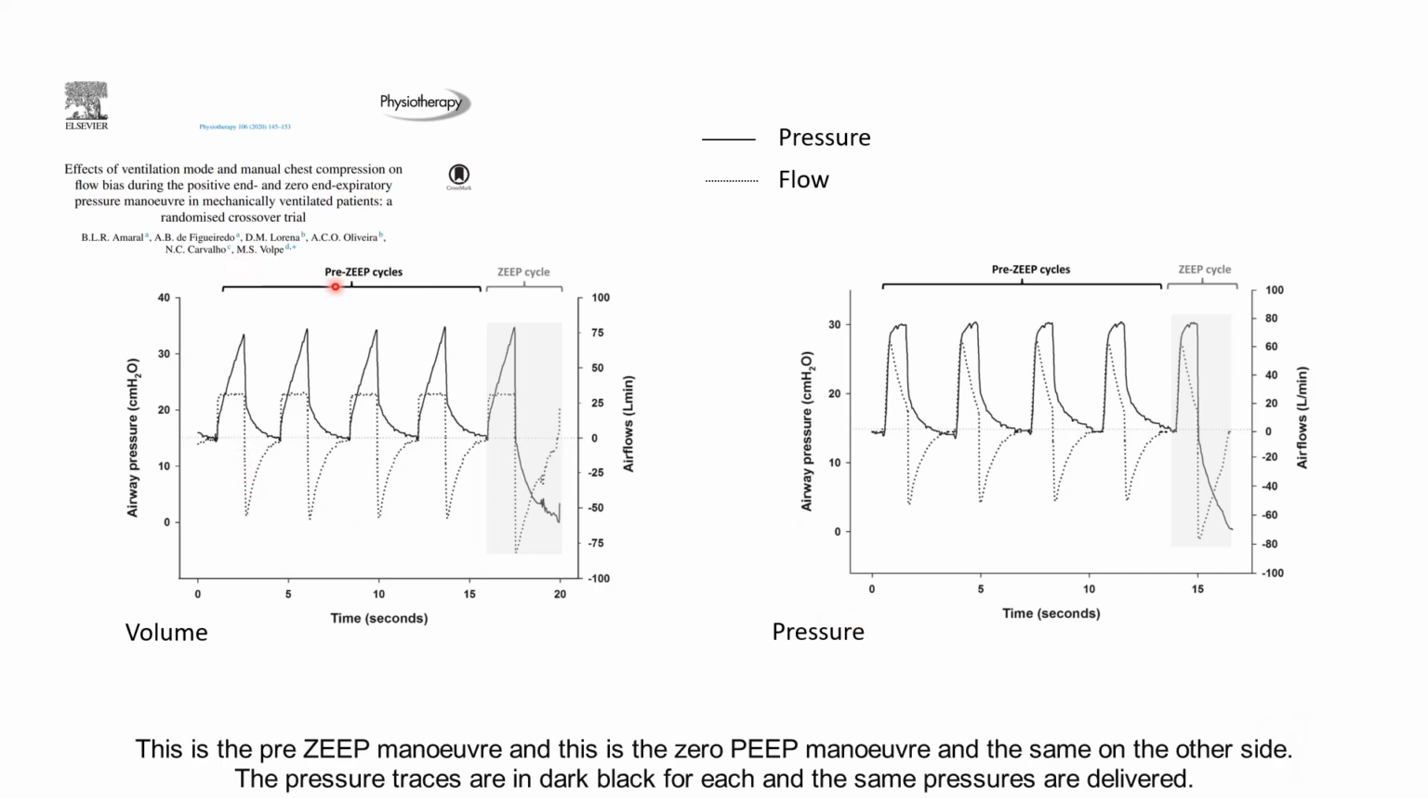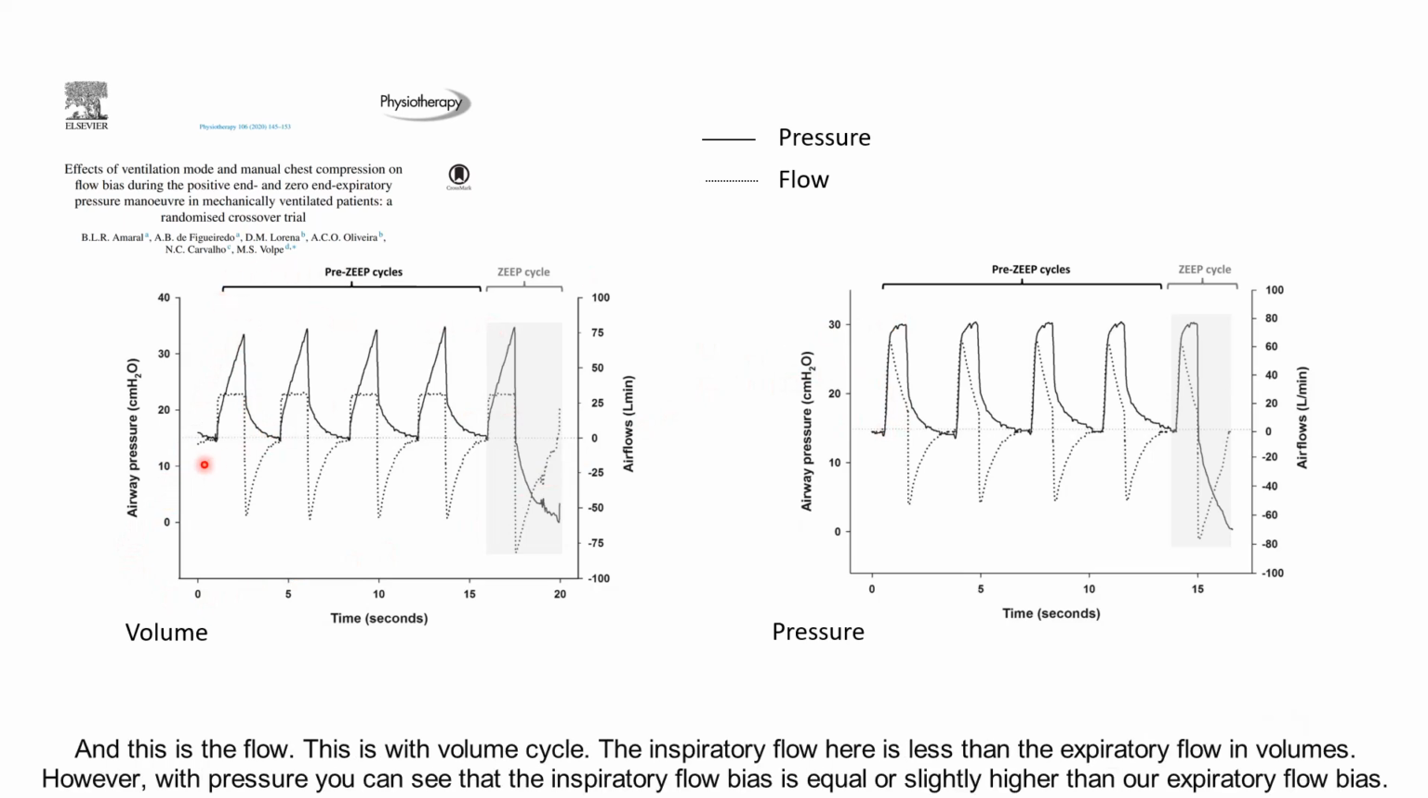This is the pre-ZEEP manoeuvre and this is the zero PEEP manoeuvre, and the same on the other side. The pressure traces are in dark black for each, and the same pressures are delivered. And this is the flow. This is with volume cycle. The inspiratory flow here is less than the expiratory flow in volumes. However, with pressure, you can see that the inspiratory flow bias is equal or slightly higher than our expiratory flow bias.